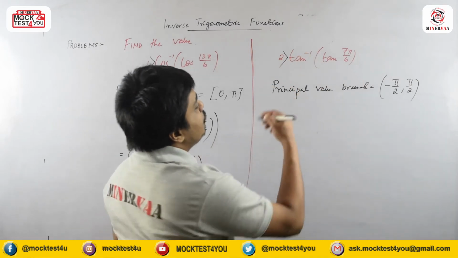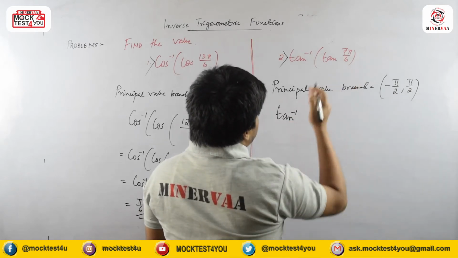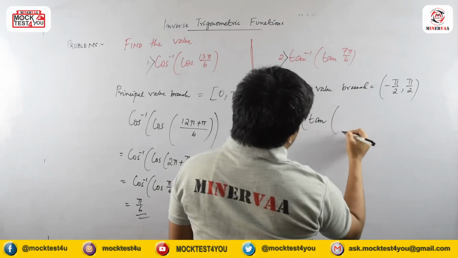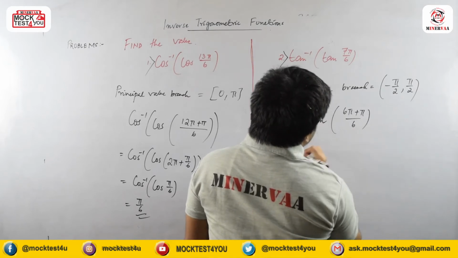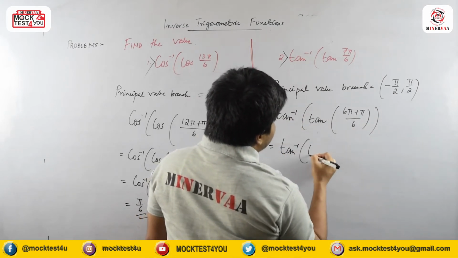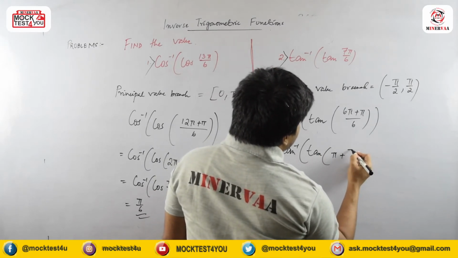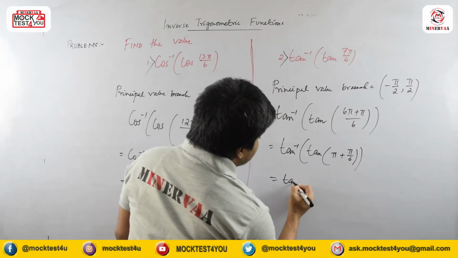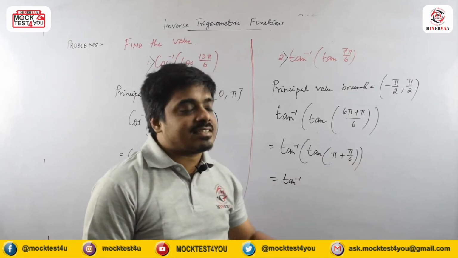So we have to simplify. So what do I need to do? Again, what is the closest multiple of 6 to 7 pi? So we can write this as tan of 6 pi plus pi by 6. So what we have is tan inverse tan of, now we have pi plus pi by 6. So we get tan inverse. Now we need to see that tan of pi plus pi by 6 is how much?